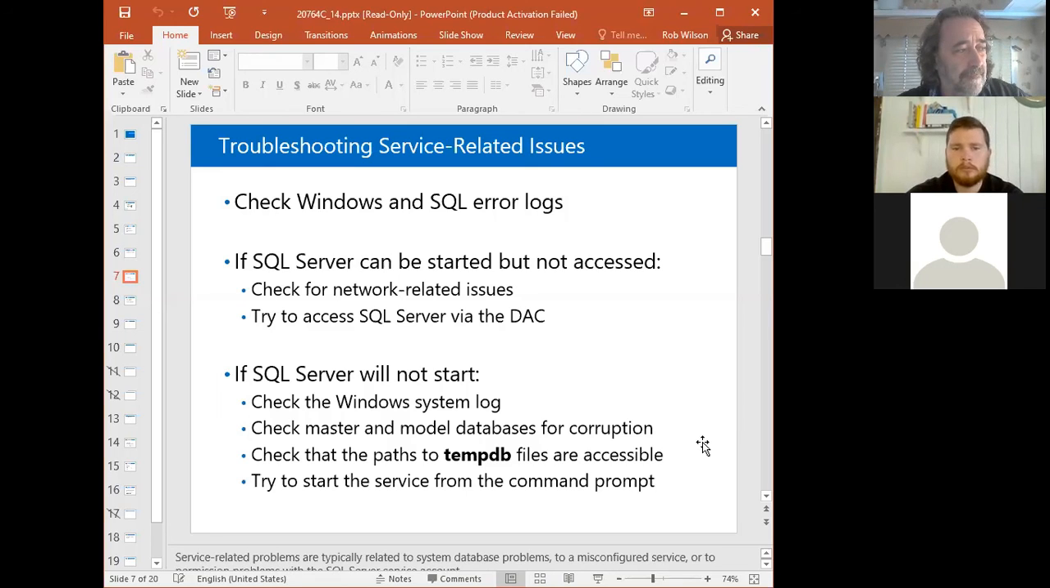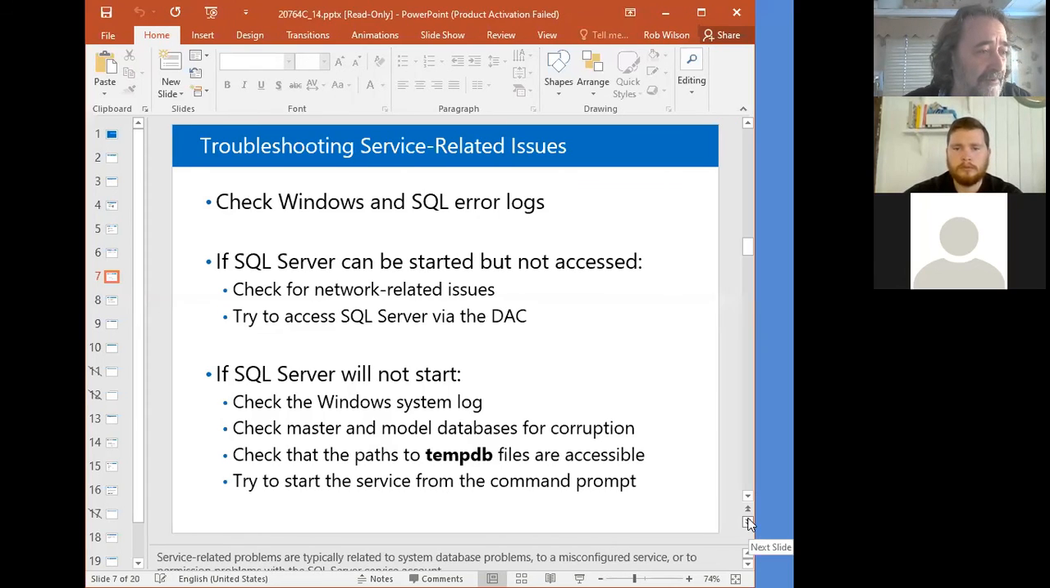And as I mentioned before, maybe the master database, maybe the model databases have been corrupted. The temp database, even though it doesn't contain any crucial information that needs to be there, it's a scratch pad that everybody puts temporary stuff into. If there's nowhere to put temporary stuff into it, then again, SQL Server won't fire up. And if you can identify what service won't fire up, then you can try to start it from the command prompt or start it from the services GUI. And in a minute, we're going to see the SQL Server Configuration Manager interface that you can make use of.